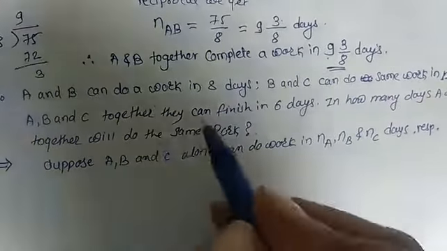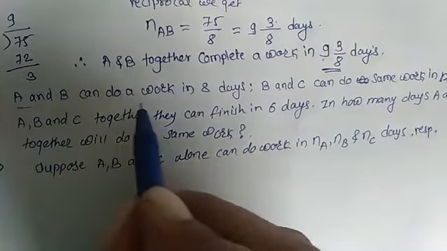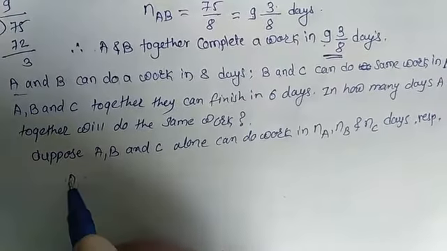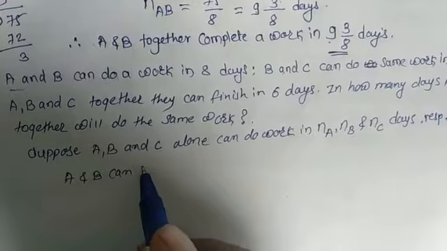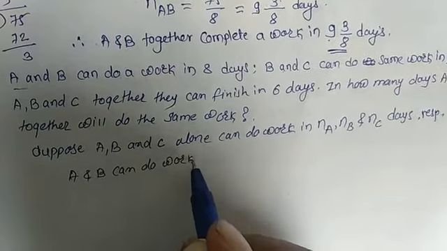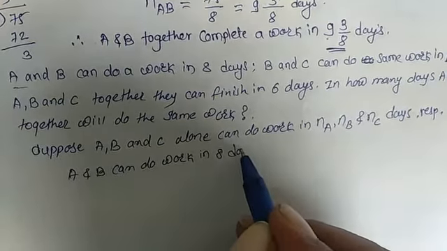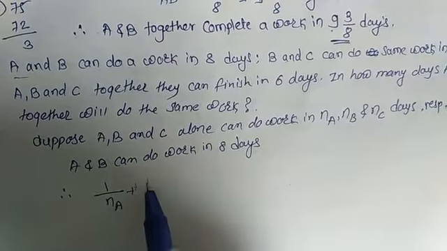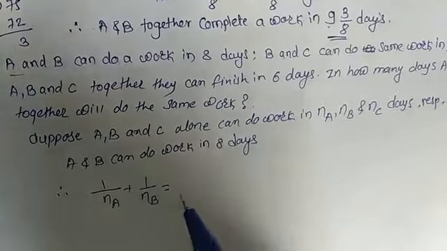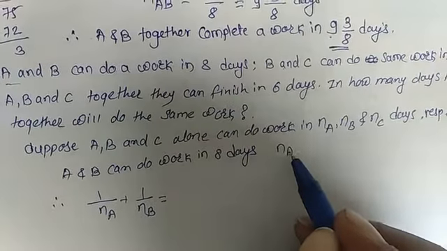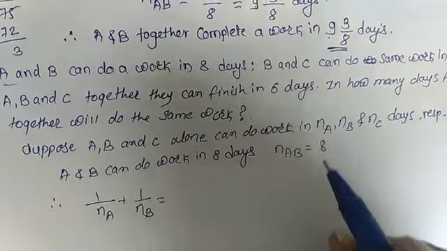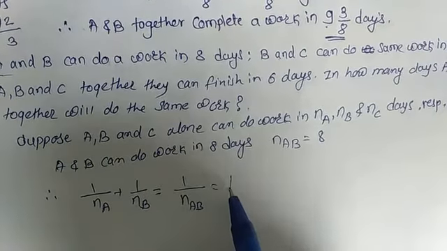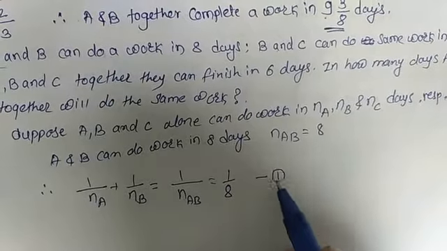So first, it is given that A and B can do a work in 8 days. Therefore 1 upon n to the base A plus 1 upon n to the base B, where n to the base AB is equal to 8. So 1 upon n to the base AB is equal to 1 upon 8. We write it as equation 1.